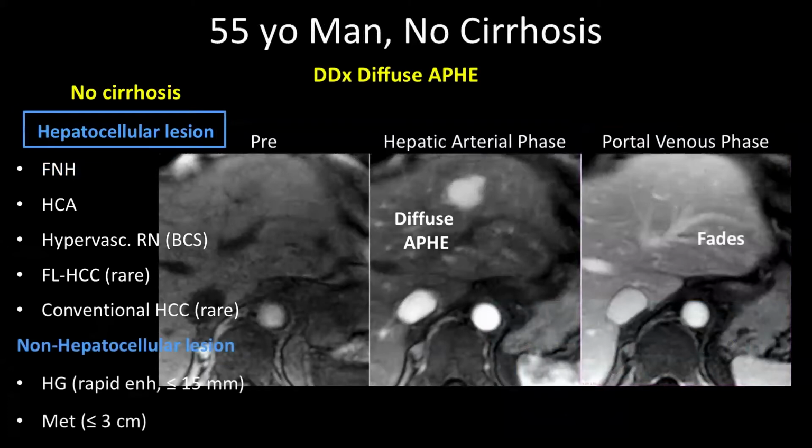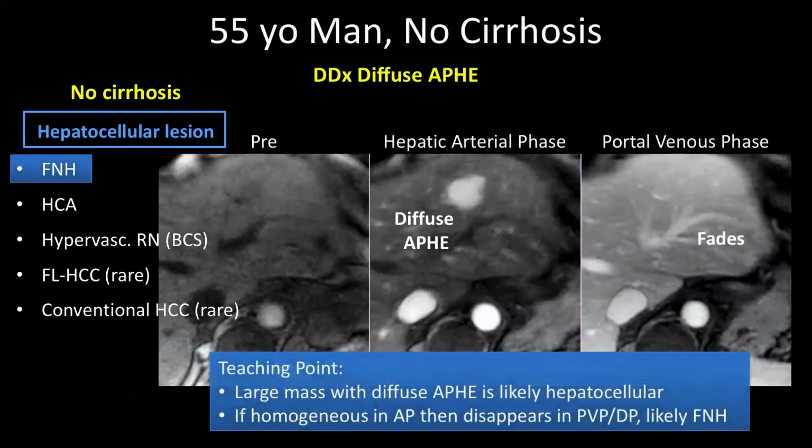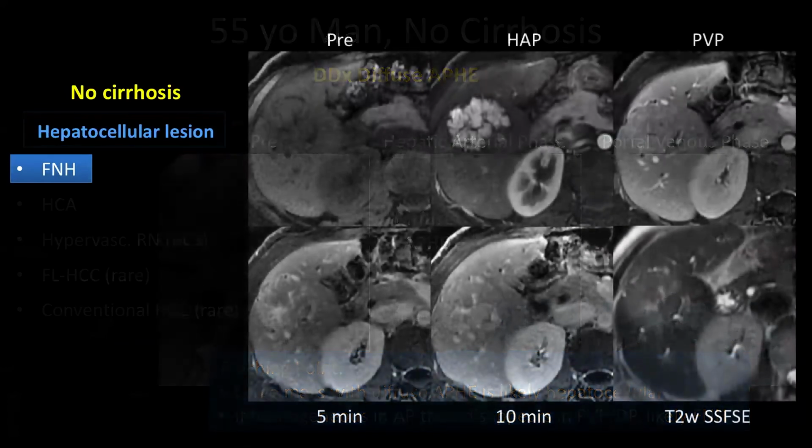So hepatocellular is the most likely, and in this particular case, again, the most likely single etiology is FNH. Again, teaching point, large mass with diffuse arterial hyperenhancement is likely hepatocellular. If homogeneous and disappears, think FNH.